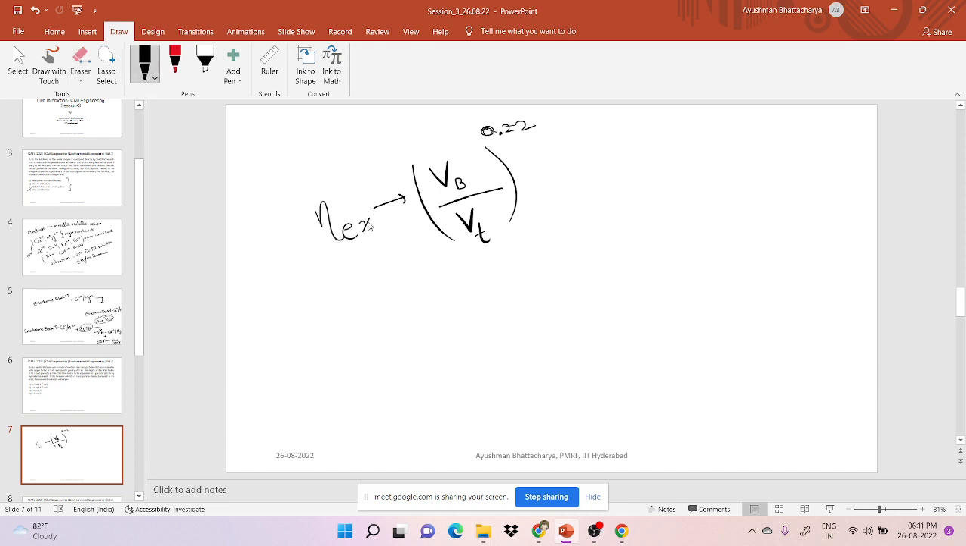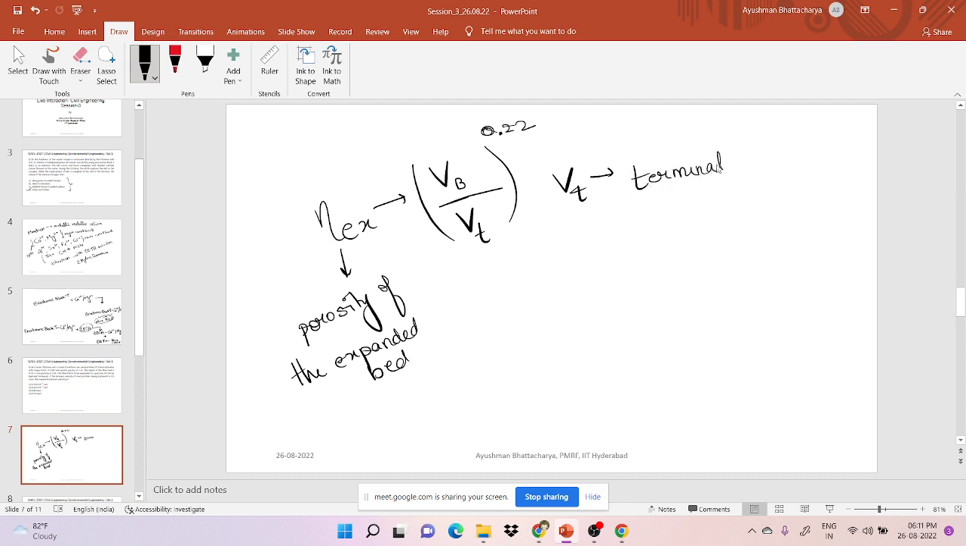Here we denote this as the porosity of the expanded bed. Here Vt is referred to as the terminal velocity of the particle, and Vb is referred to as the backwash velocity.